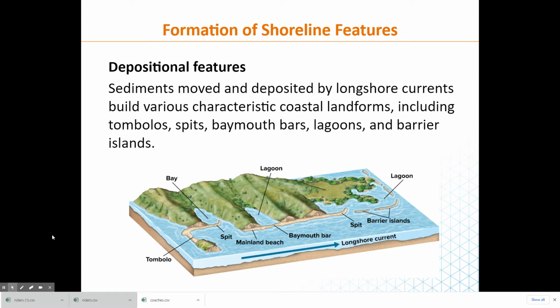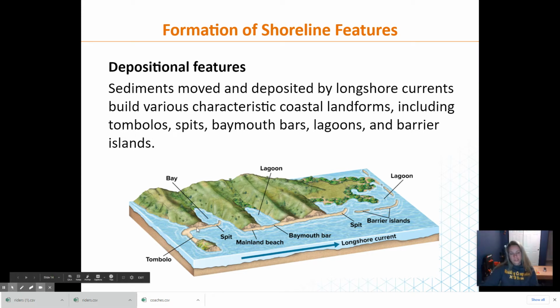All right. So the depositional features, if we look at the beach here, we've got these different headlands, we've got lagoons, we've got bays. The difference between a bay and a lagoon is that a lagoon is split off. So this is a bar that has split off this area from the ocean, whereas a bay is still open to the ocean. And then we've got a tombolo, which is just a piece of land that is basically the same.